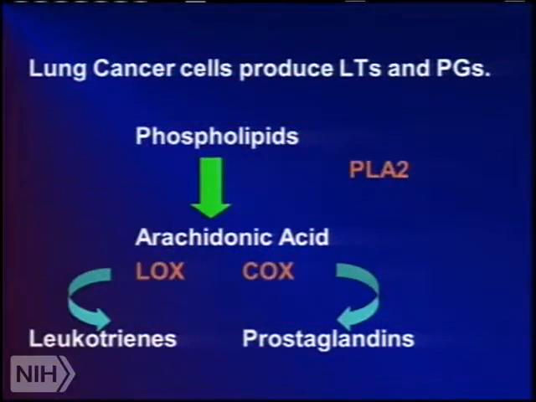So the cyclooxygenase then, we have phospholipids being metabolized by phospholipase A2 to arachidonic acid. And then the cyclooxygenase enzymes convert arachidonic acid into prostaglandins. The lipoxygenase enzymes can convert arachidonic acid into leukotrienes.